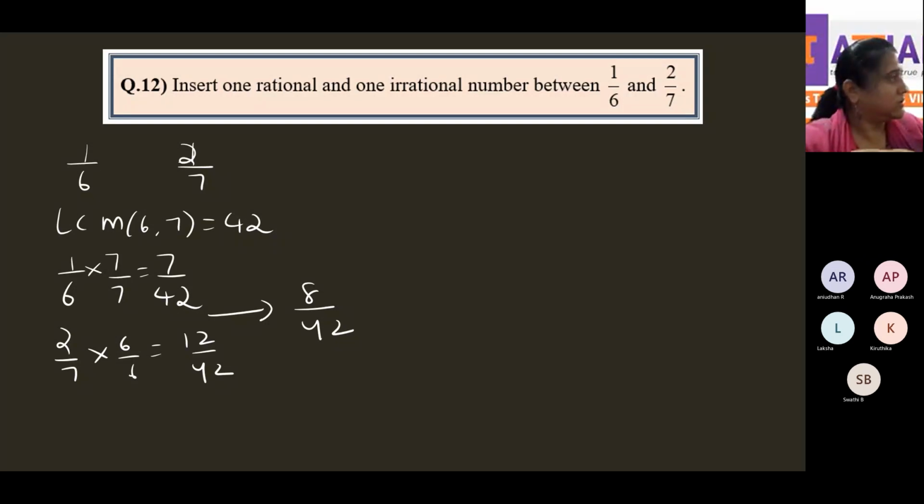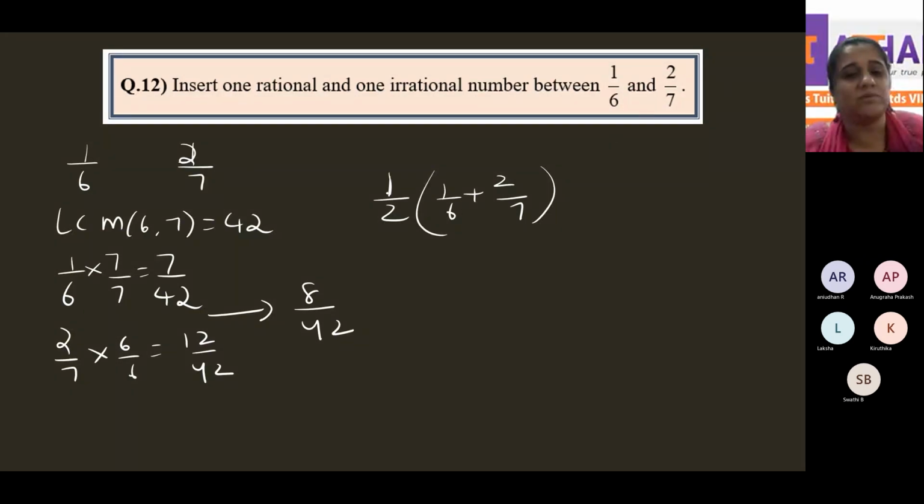P/Q, that's all. To find a rational number, you don't have to find the decimal expansion. This method, I hope you remember. You have the two fractions, take the LCM and bring both of them to the same denominator. 7/42, 12/42. Now between that, you can write 8/42, 9/42, 10/42. Yeah, you can do the mean method. You can add and divide by 2. That is half of 1/6 plus 2/7. Add the two numbers and divide by 2. Dividing by 2 means multiplying by half.